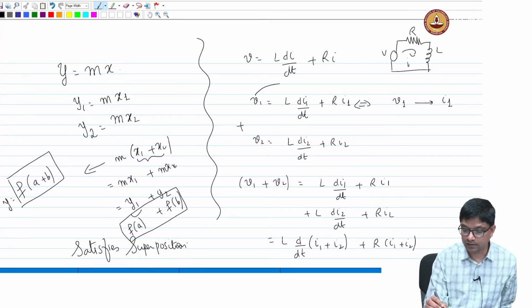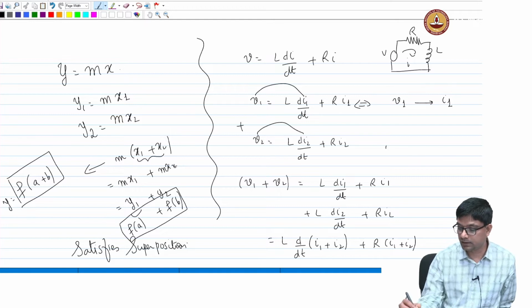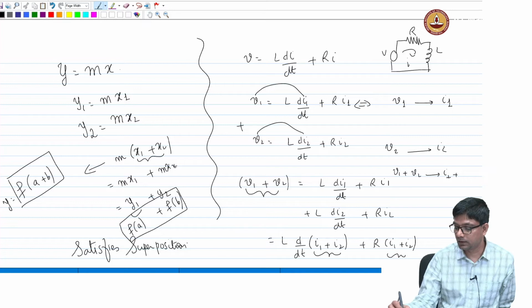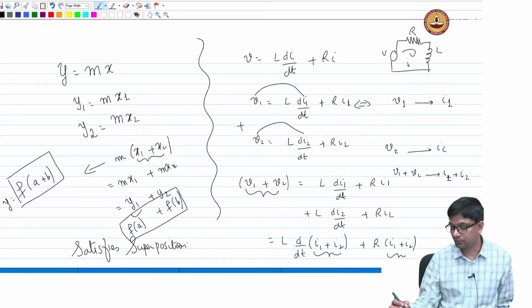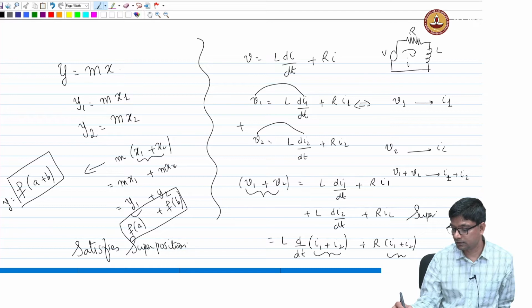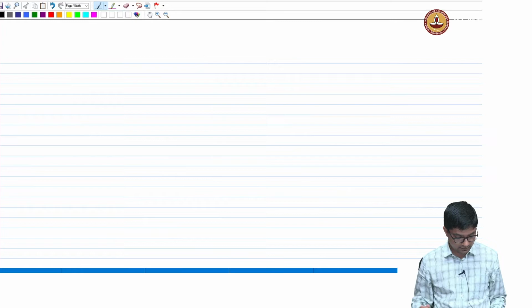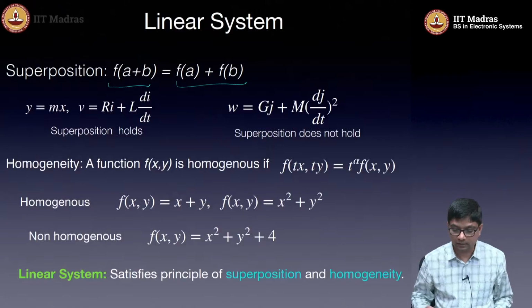So V1 results in i1, V2 results in i2. What does V1 plus V2 result in? V1 plus V2 nicely, beautifully results just in i1 plus i2. So V1 plus V2 gives me the total current of i1 plus i2. So I can say that superposition holds here as well. Okay, this is also nice. Let us see what the other examples are.